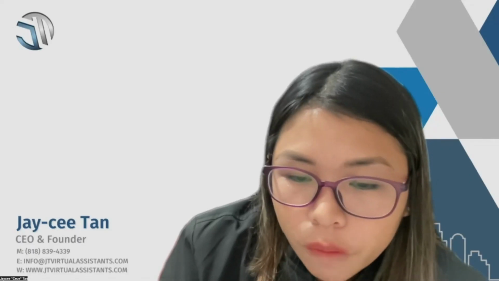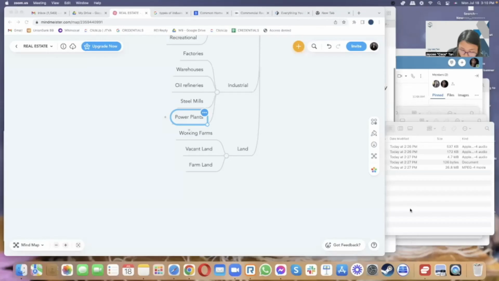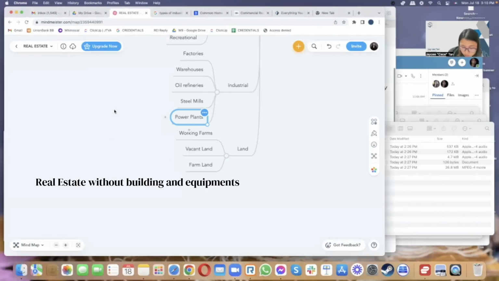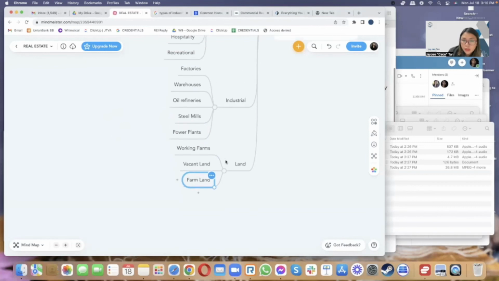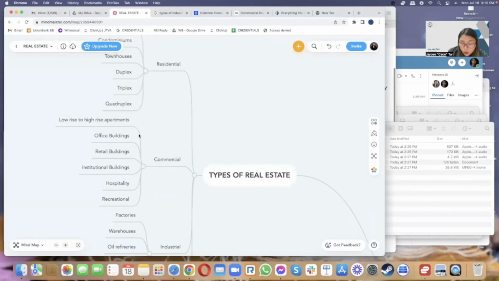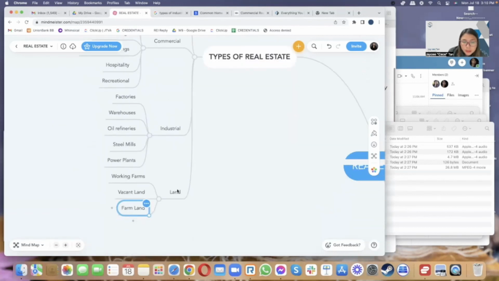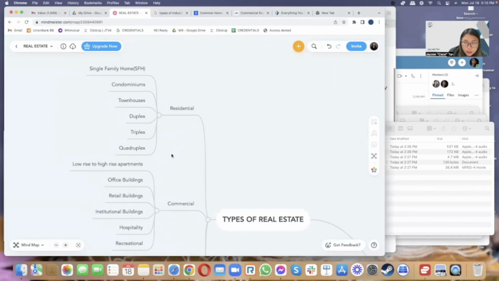And I'm sure I already did explain the land. Land is just more of a real estate without building and equipment. So it's the undeveloped property. So we have working farms, vacant land, and farmlands. Right. So these are basically the most common 4 types of property involved in any real estate transaction. So there's residential, commercial, industrial, and land. If you'd ask me which ones people mostly invest in, it's definitely residential.